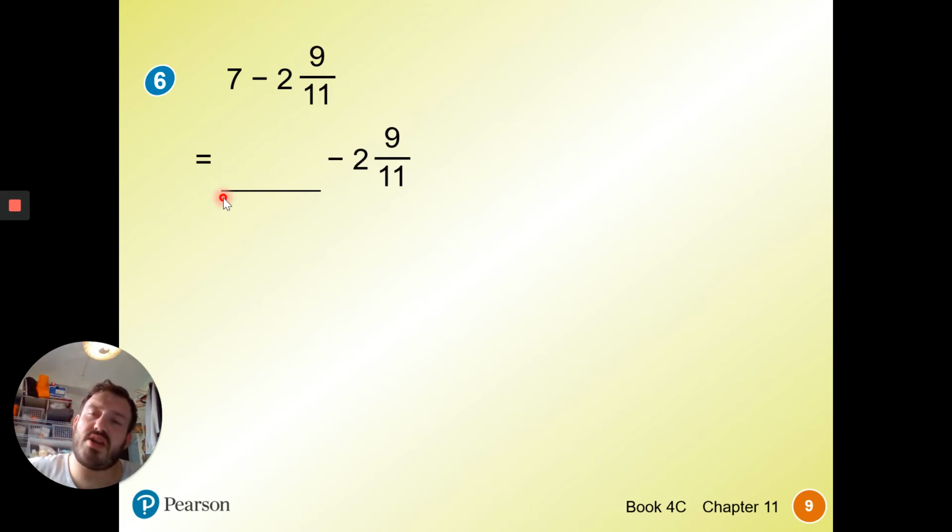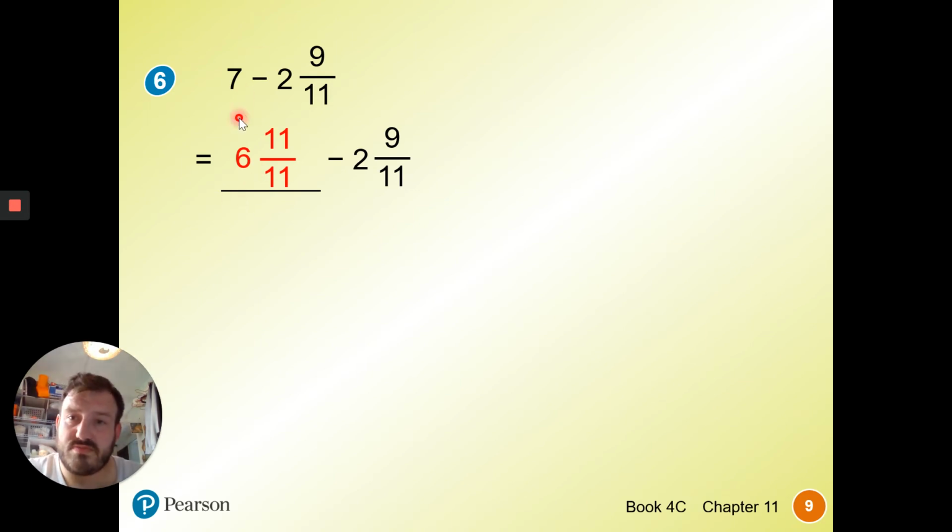So 7 minus 2 over 9, 11. Okay? So how are we going to split that up? We know that we need to change this fraction to an improper fraction. But we've got 2 here, and this fraction, so we need to make it at least 3. Okay? So we need to change 3 parts of this to an improper fraction.